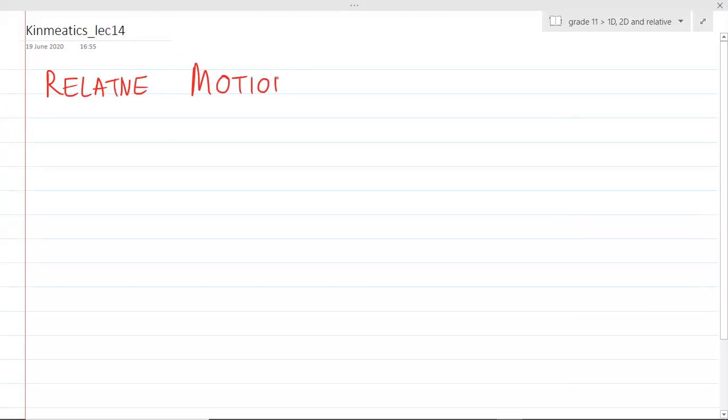See, relative motion in 1 dimension was pretty much easy, right? To understand in the frame and all, yes or no, guys? Yes. Now let's talk about relative motion in 2 dimensions. First of all, we should understand what exactly it is. We already understood the concept of relative motion, right?